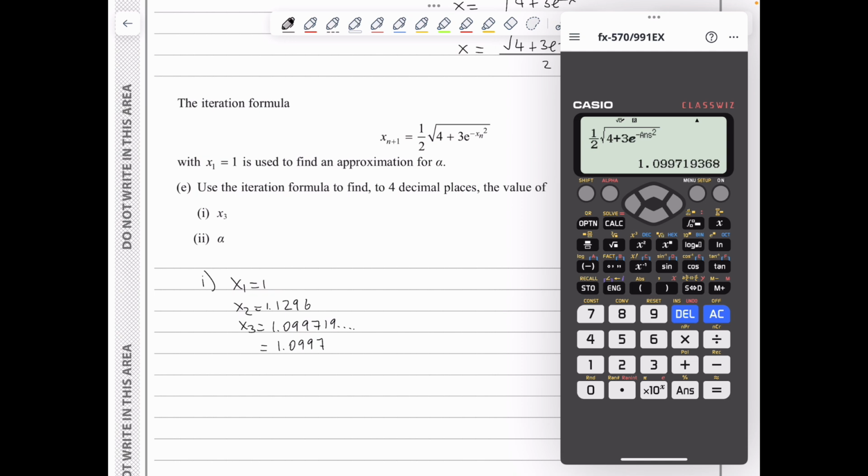1.0997. And then to find the value of alpha, I will simply keep pressing the equal sign until the value on the calculator display stabilizes and I can safely conclude the value of alpha correct to 4 decimal places. So I keep pressing the equal sign, I'm stabilizing at 1.105, and after a few moments we see that the first few decimal places remain the same, so we can simply conclude that alpha is 1.1051 correct to 4 decimal places.